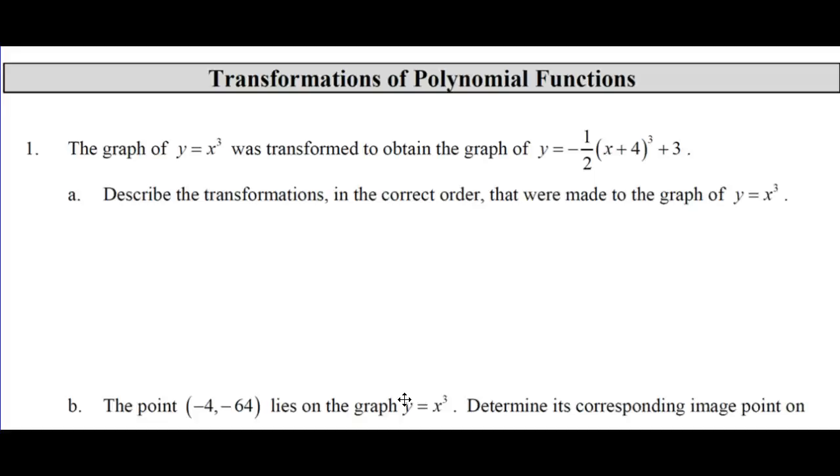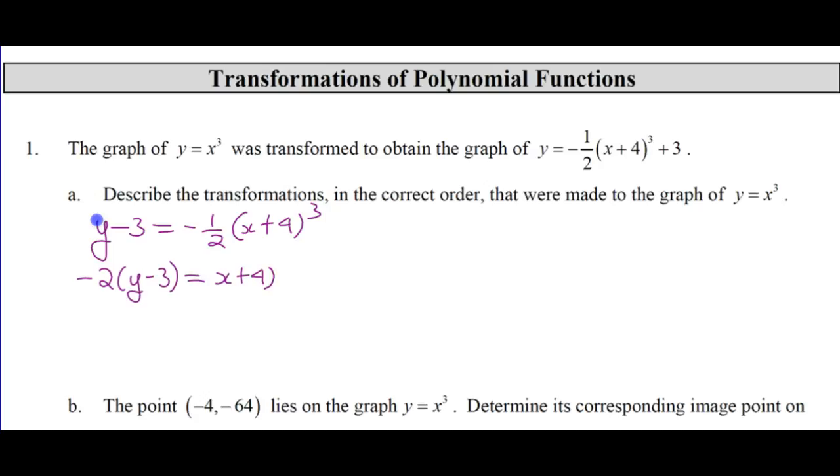Describe the transformations in the correct order that were made to the graph of y equals x cubed. So this is what we ended up with. What we might want to do is a little rewriting and get it into a transformation form we're used to looking at, right? So we might say y minus 3 is equal to negative 1/2 (x plus 4) cubed. And then get rid of that negative 1/2, bring it over here where it becomes negative 2 times (y minus 3) is equal to (x plus 4) cubed.